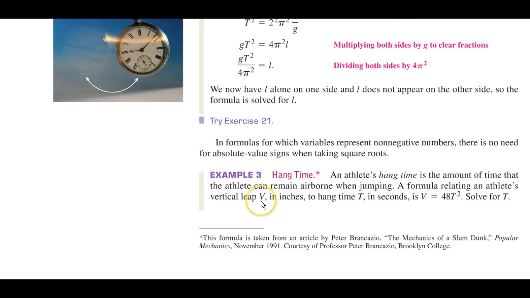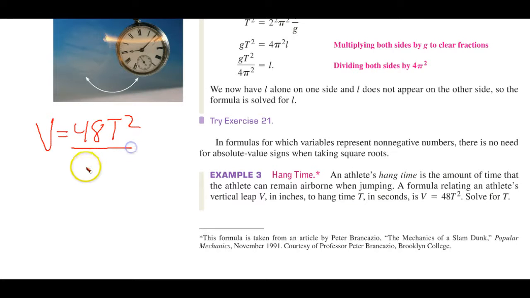Okay, I'm not too familiar with any of this. V in inches to hang time, which is T, in seconds, is this. Solve for the letter T. So let me work this one out for you here. All right, so we have V equals 48 T squared.